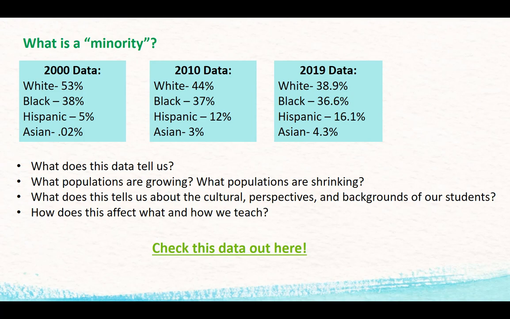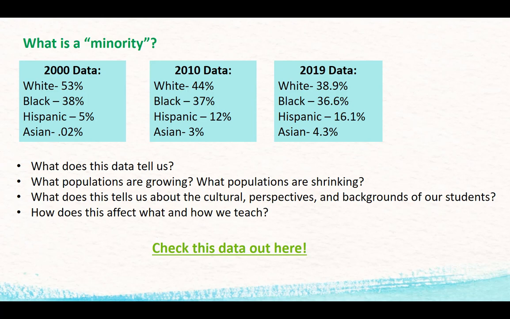So what does this data tell us? Well, it tells me that the white population has decreased slightly. We're not talking huge numbers on any of this, but decreased slightly. The black population has pretty much remained the same. The Hispanic population has increased slightly, and the Asian population increased the first 10 years, but not so much the second 10 years. And so that tells us what populations are growing and what populations are shrinking.